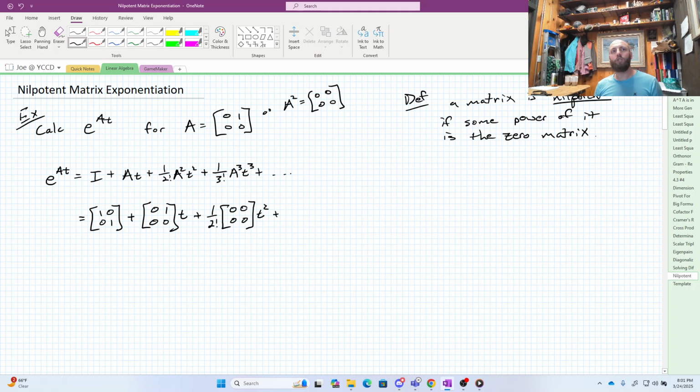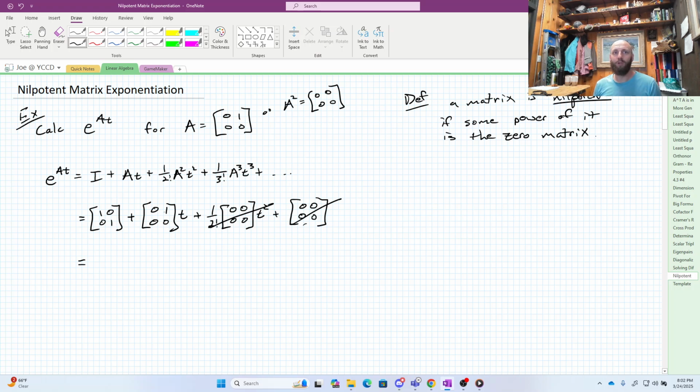And then once I've squared my matrix and got the zero matrix, if I cube it, I'm going to get the zero matrix times A again. That's still going to be zero. In fact, all the rest of these are going to be the zero matrix. So none of this stuff contributes. And so all I get are these two matrices added together.